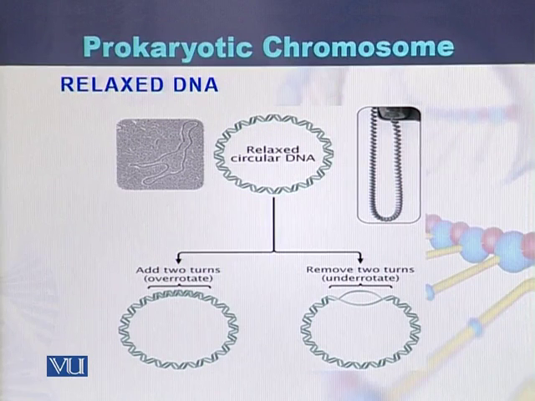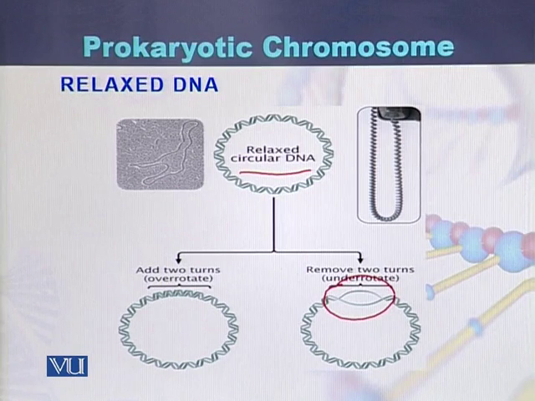Here we can see the structures of both. This is a relaxed circular chromosome, while here, if two turns are removed, the DNA forms a bubble. Both strands of the DNA separate from each other. On the other hand, if there are two additional turns, then the DNA goes into over-rotating.